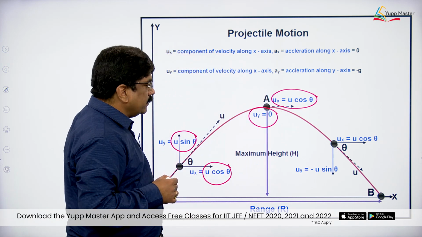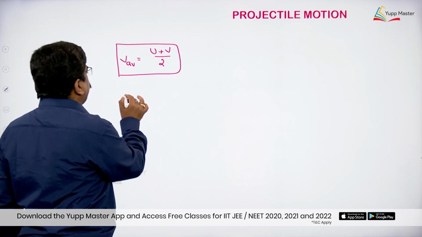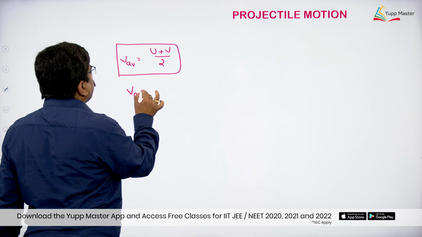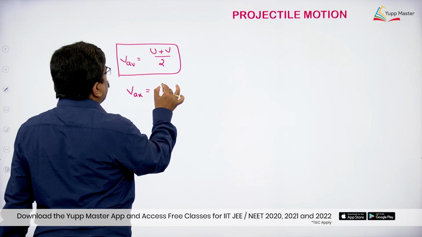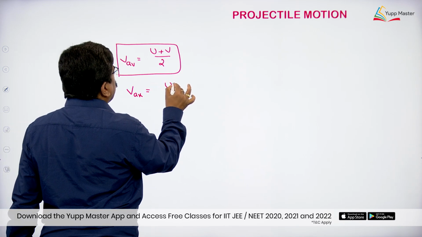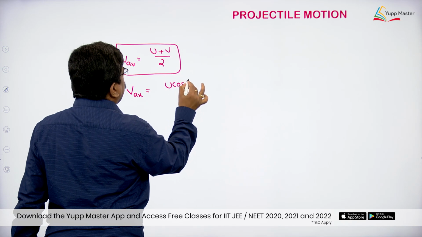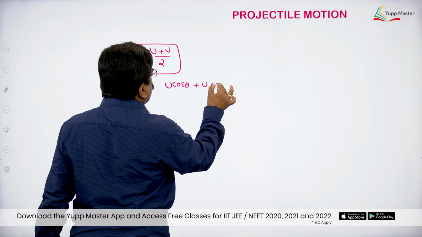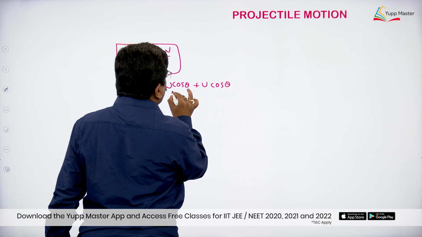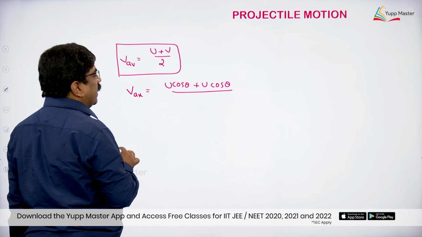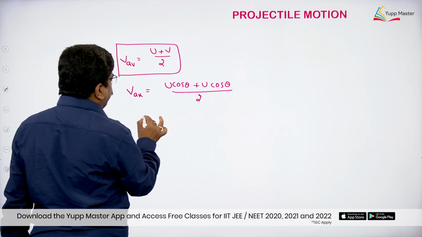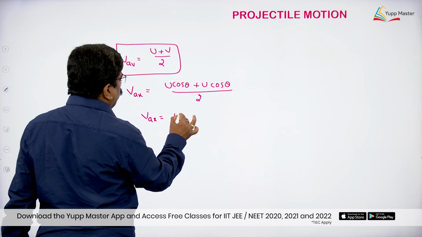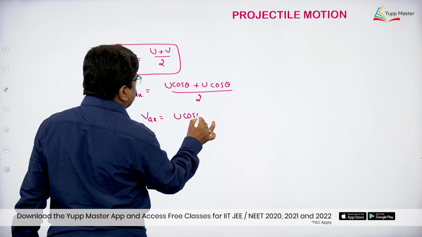By considering this information, we can calculate along the x axis: V_avx is equal to, at the point of projection, u cos theta, and at the maximum height it is also u cos theta. Throughout the motion, the horizontal component of velocity remains constant. So, the average velocity along the x axis is equal to u cos theta.